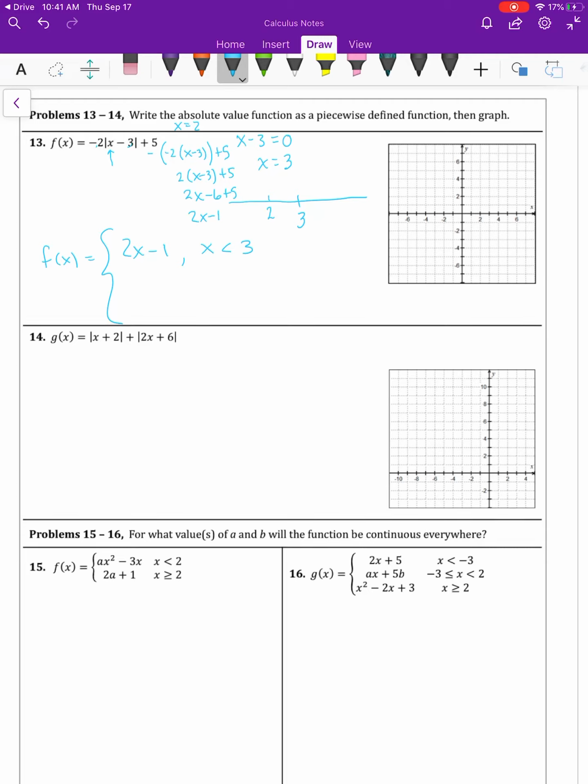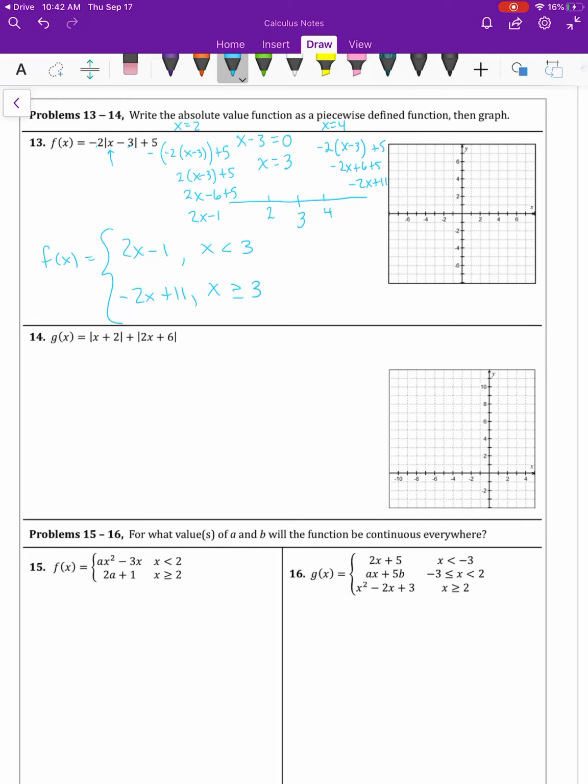If I pick something that's greater than 3, like a 4, I'm going to look at x equals 4. That would give me a positive value. So that means I would keep that as positive x minus 3, and then simplify. That one gives me everything to the right of 3: negative 2x plus 11 for everything greater than or equal to 3.